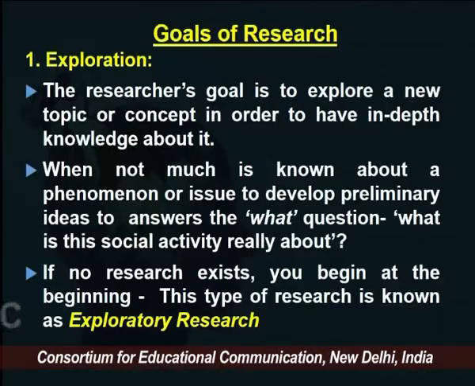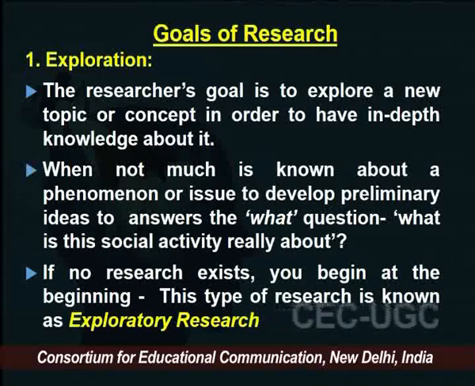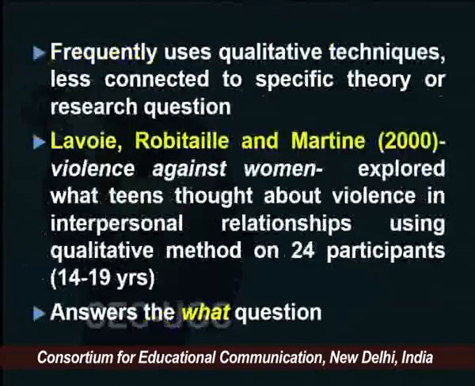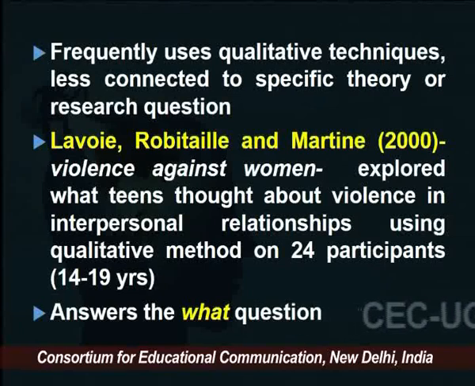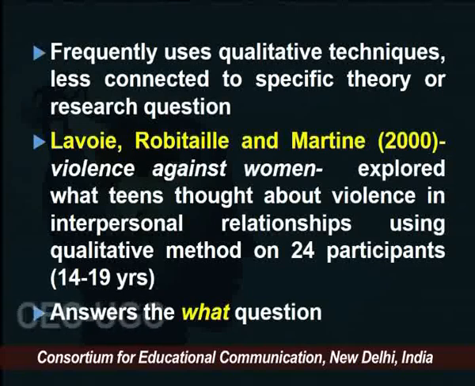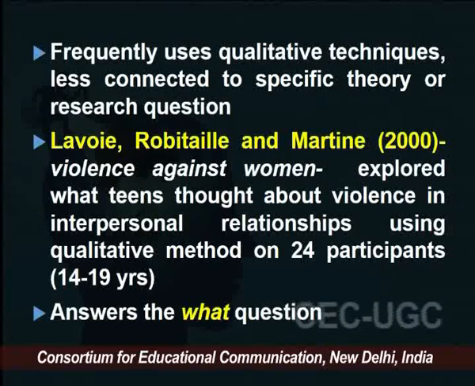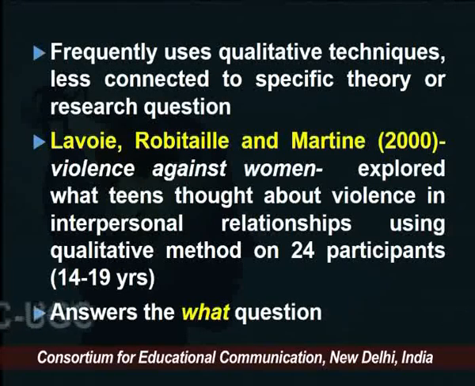So coming back to exploration as a goal of research, we see that the goal is to formulate more precise questions that future research can answer. So we have an example of research by Lavoie in 2000 who explored what teens thought about violence in interpersonal relationships using a qualitative method on 24 participants who were in the age group of 14 to 19 years. So what question was answered here?